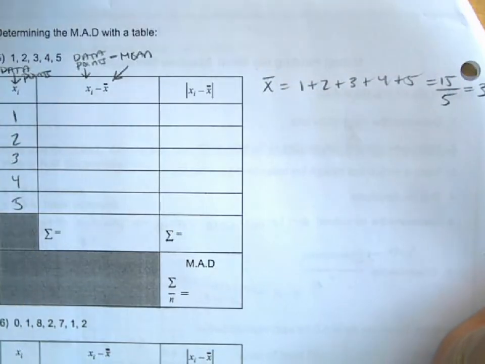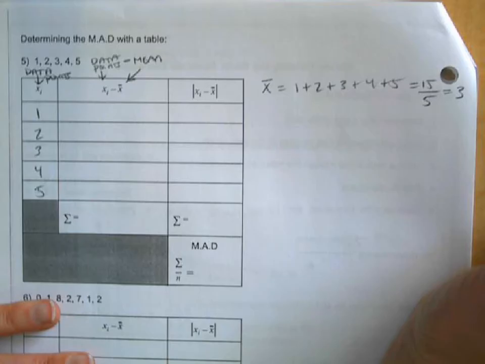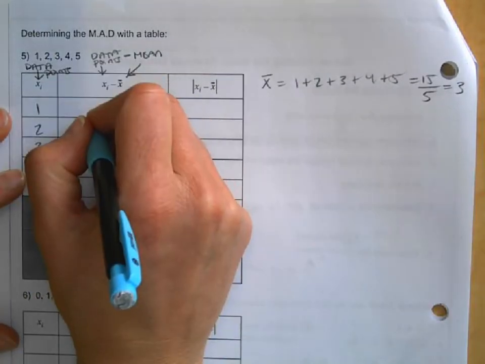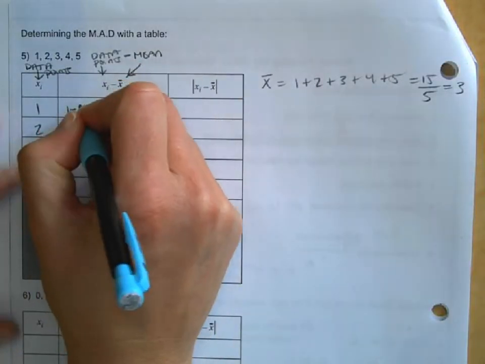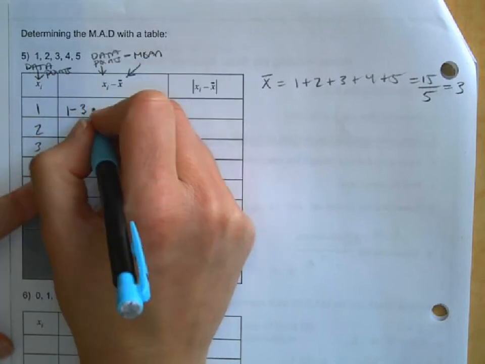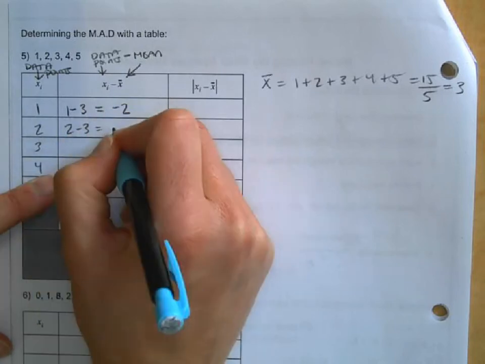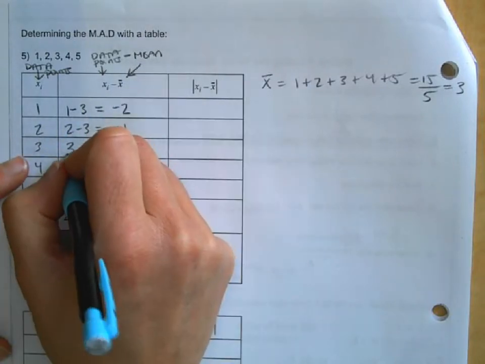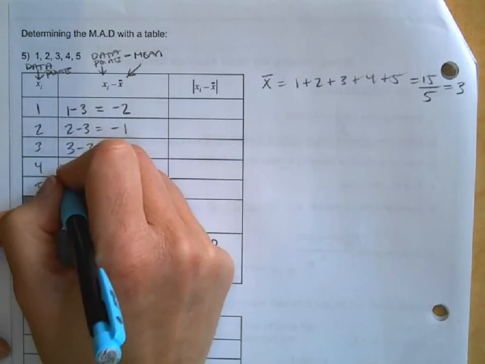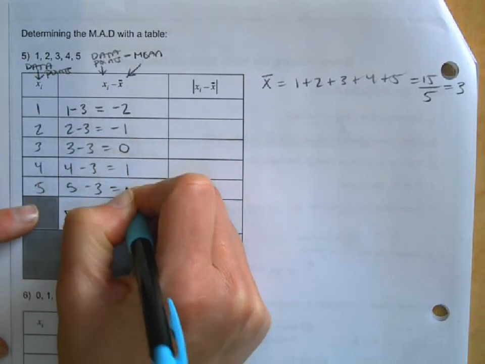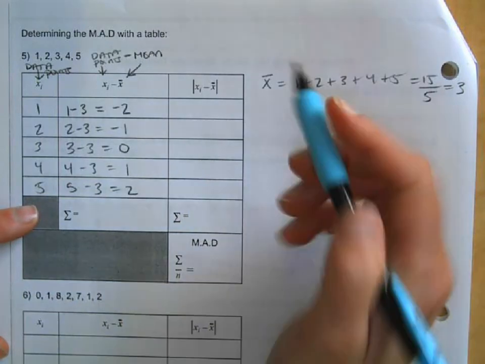Okay, let me back up so you guys can see that. So now we have 3 there. Now I'm going to take this data point and subtract it. So 1 minus my mean of 3 equals -2. 2 minus 3 equals -1. 3 minus 3 equals 0. 4 minus 3 equals 1. And 5 minus 3 equals 2.